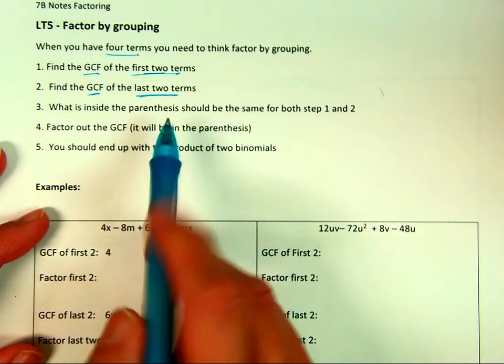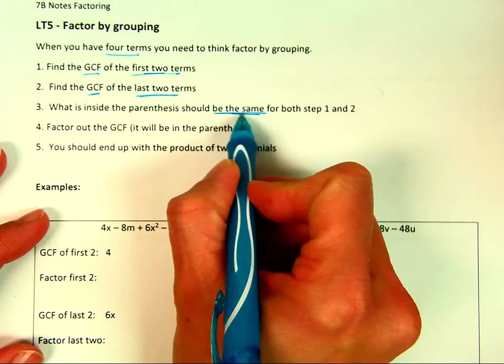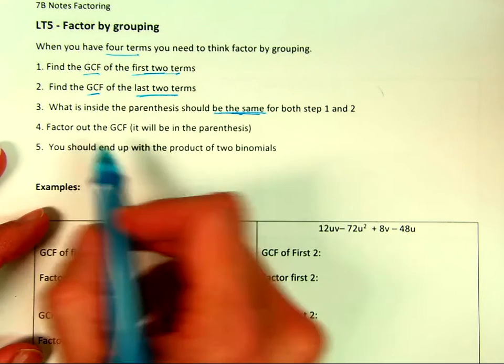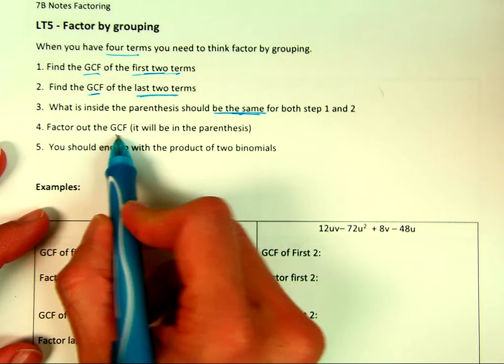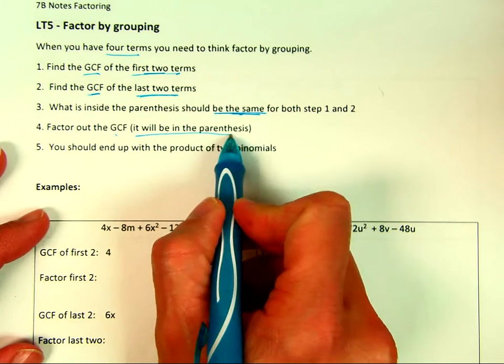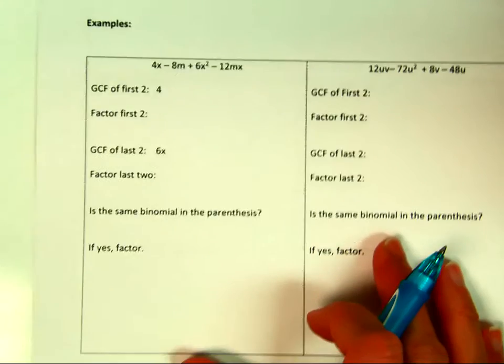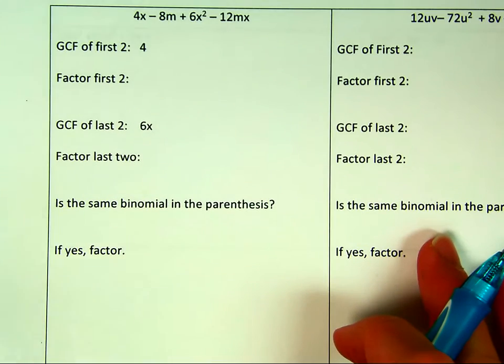Then you look at what's inside the parentheses, and it should be the same. There's going to be 2 sets of parentheses because we took the greatest common factor out twice. And then we factor out the greatest common factor, which will be the thing in the parentheses, and then we end up with the product of 2 binomials. So let's do it. Okay, first step.